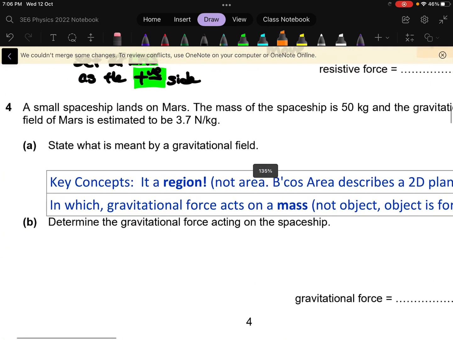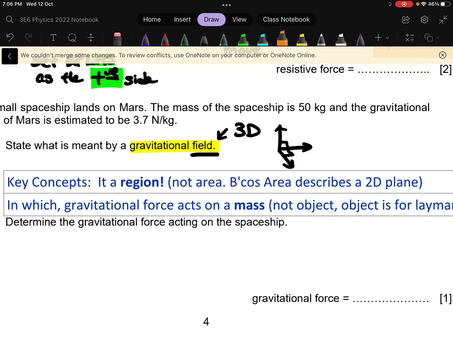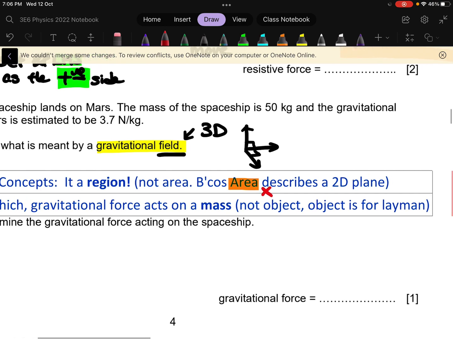For question 4, I just want to highlight when defining gravitational field, because this question was not answered correctly by most, we kind of made our answer key more relaxed. But I just want to highlight to you, when we talk about a field, this field is actually three-dimensional, meaning that it will have height, width and length. So 3D. Okay. So if your answer says that gravitational field is an area, it is actually wrong, because an area is a two-dimensional plane. A region is correct because a region describes three-dimensional space.